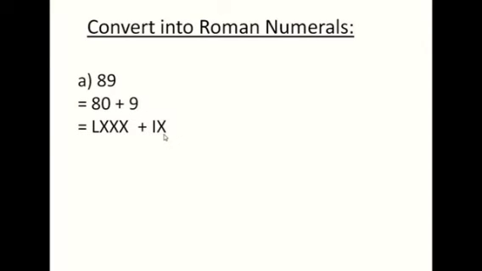I can also explain what the rule says. X means 10, I means 1, 10 minus 1 gives you 9. Now you write all together. Without this plus symbol, it will be converted into Roman numerals. So here L, X, X, X, I, X has been expressed in Roman numerals. So 89 has been expressed completely in Roman numerals.